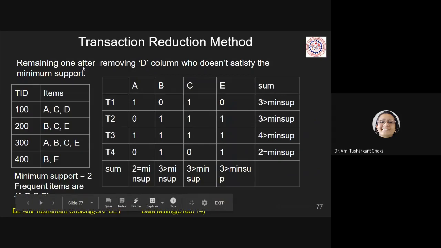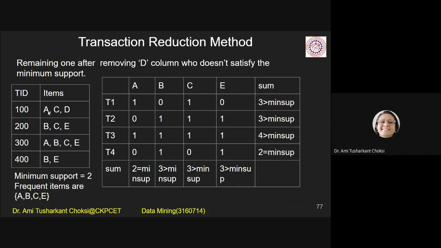Remaining one. After removing the D column, which ones don't satisfy the minimum support? Let us check it out. Now we have A, B, C, E. D is removed, right? Now let us do the same thing again. For each and every transaction, we will put 1 where the item is there, otherwise we'll put 0. Fine.